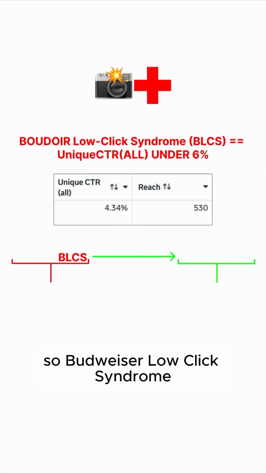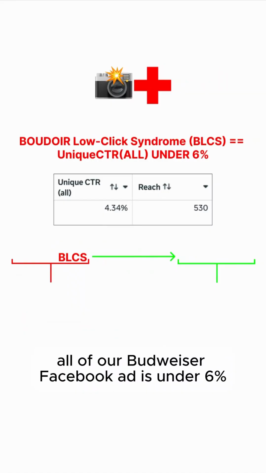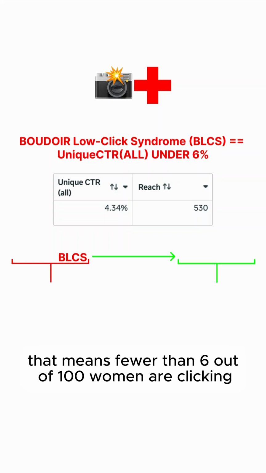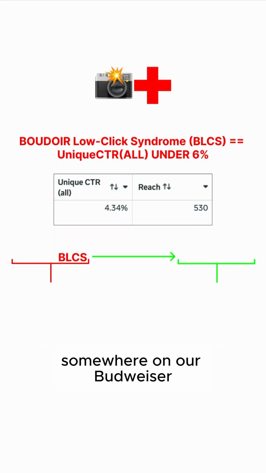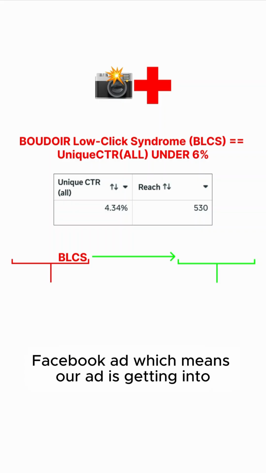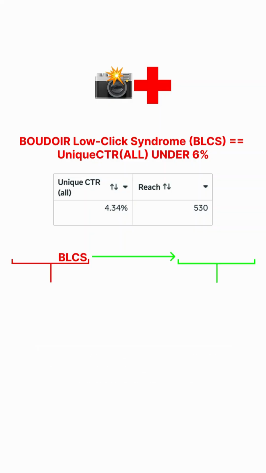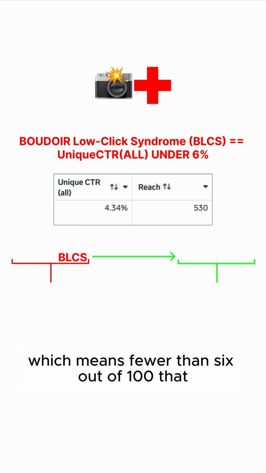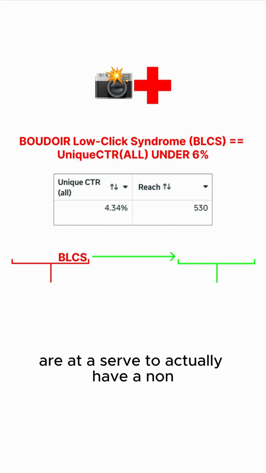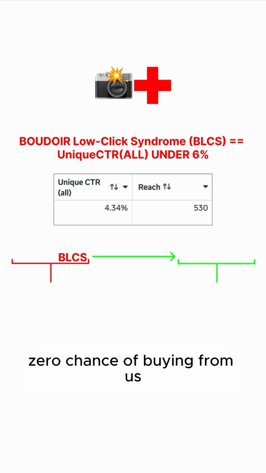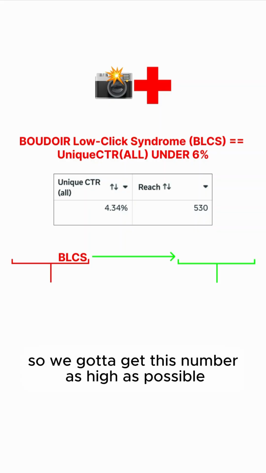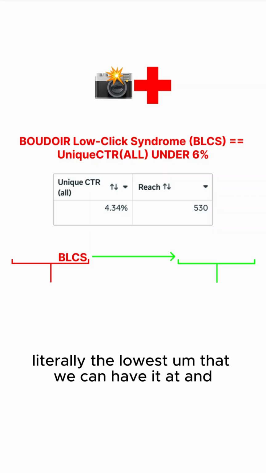So boudoir low click syndrome, BLCS, is when the unique CTR all of our boudoir Facebook ad is under 6%. That means fewer than 6 out of 100 women are clicking somewhere on our boudoir Facebook ad, which means our ad is getting into fewer than 6 out of 100 women's brains, which means fewer than 6 out of 100 that our ad is served to actually have a non-zero chance of buying from us. So we've got to get this number as high as possible. 6% is the absolute minimum, literally the lowest that we can have it at.